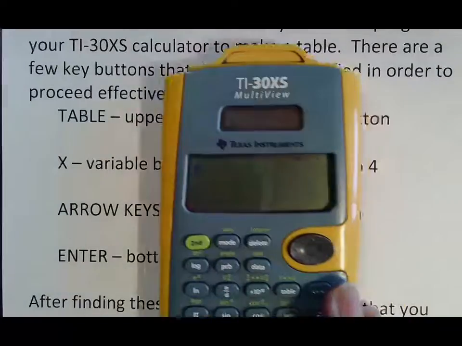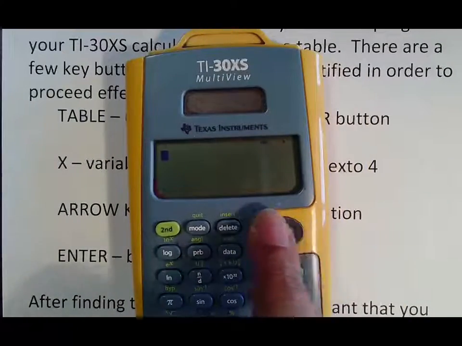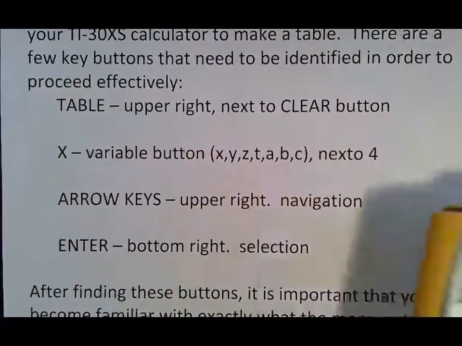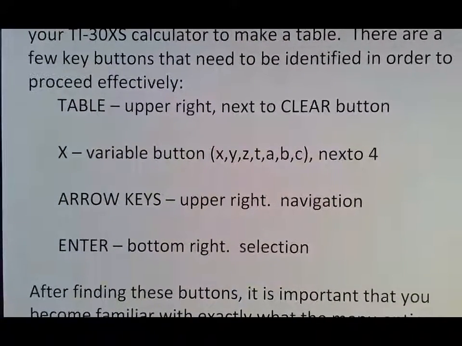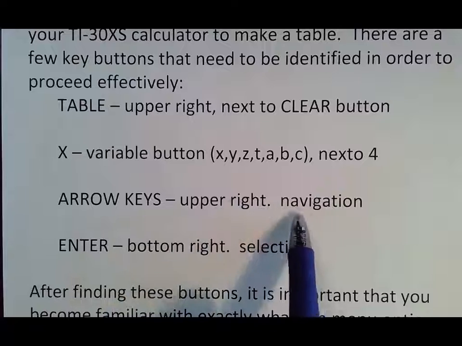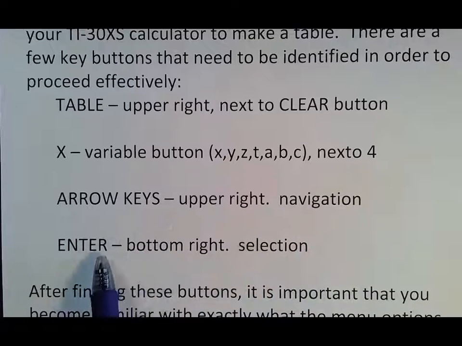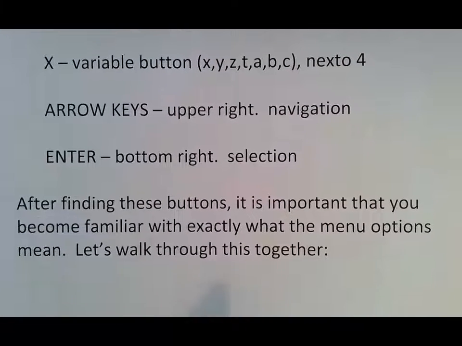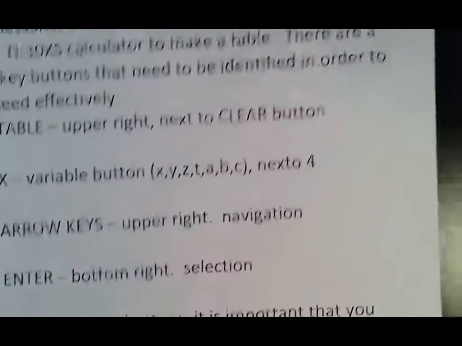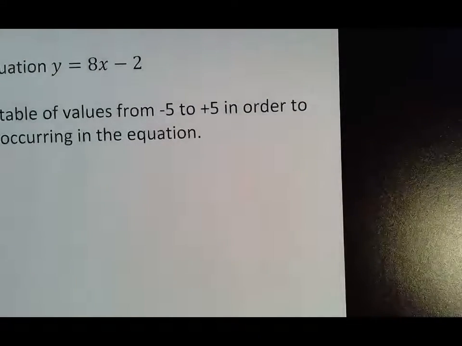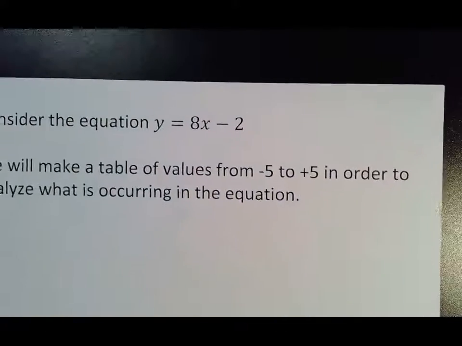But anyway, your arrow keys we've used, I hope, up, down, left, right, up here in the upper right area, and the enter button, of course, is that. So the arrow keys are how you navigate, how you move around. The enter button is also how you move around as long as you are where you need to be. So after finding those buttons, it's important that you become familiar with what the menu options mean. So let's walk through some of these things together and give you the opportunity to see where we're going with all this.